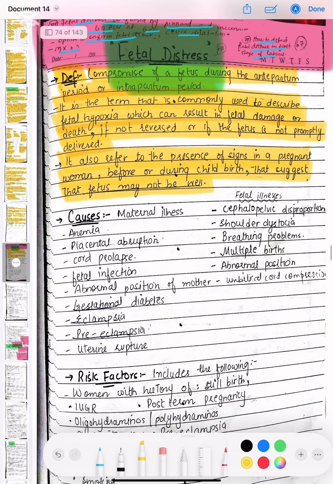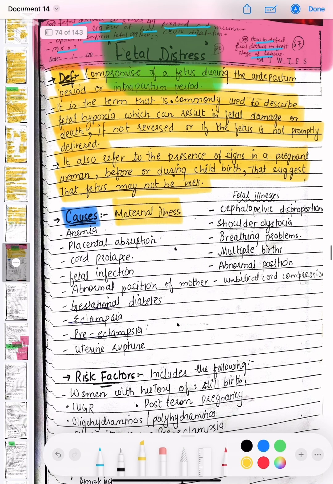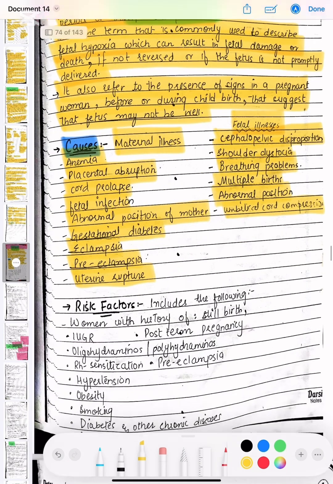Now, the causes of fetal distress are maternal illness and fetal illness. The maternal illnesses are anemia, placental abruption, cord prolapse, fetal infection, abnormal position of the mother, gestational diabetes, eclampsia, preeclampsia, and uterine rupture. The fetal illnesses are cephalopelvic disproportion, shoulder dystocia, breathing problems, multiple births, abnormal position, and umbilical cord compression.